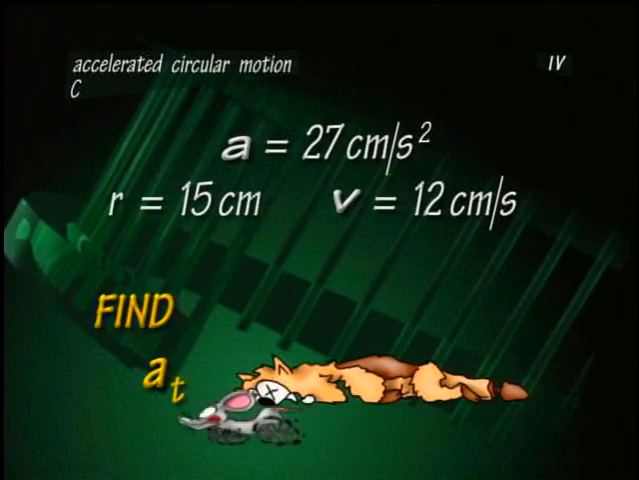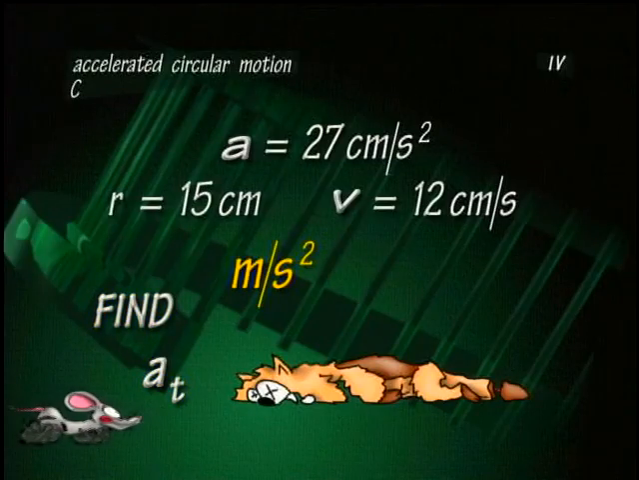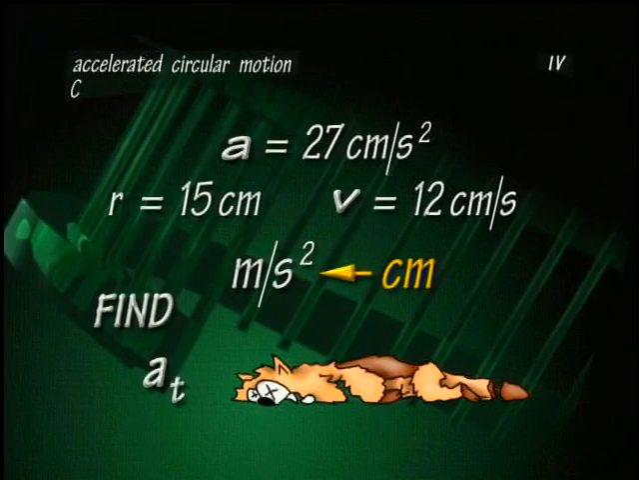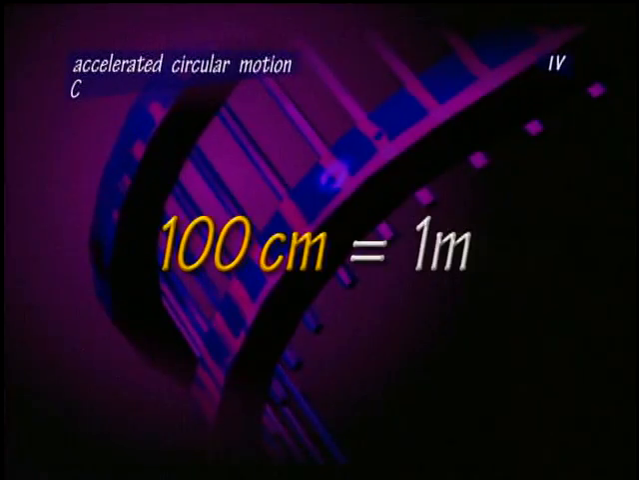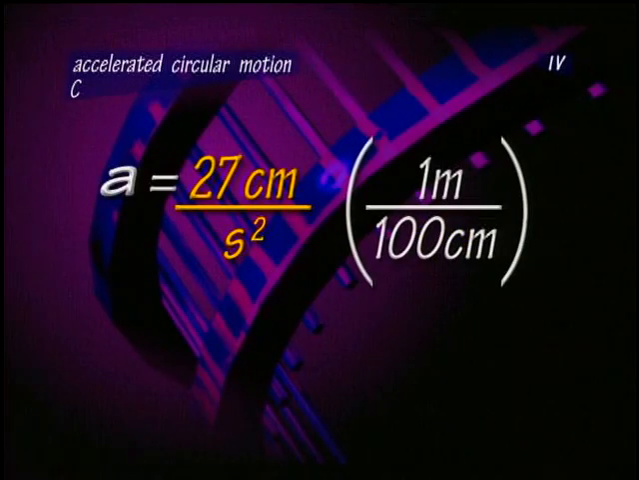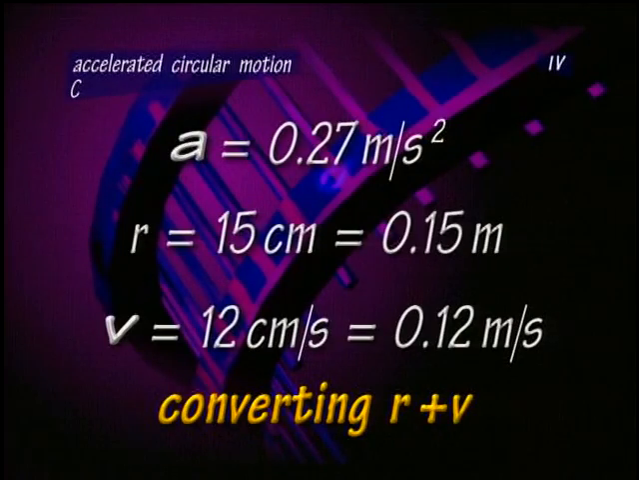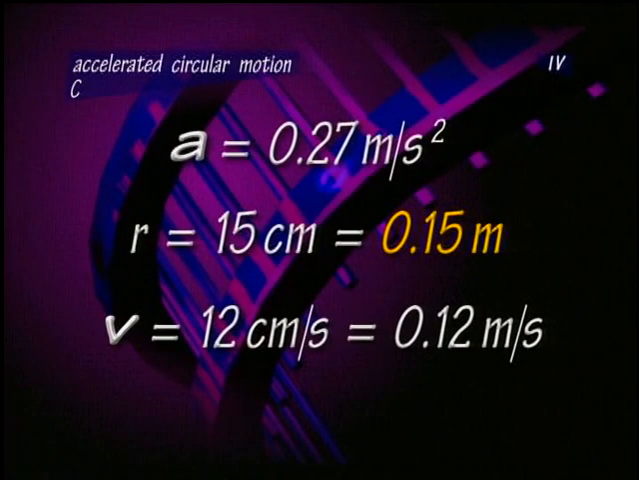Notice that everything we've been given is in centimeters, but acceleration is measured in meters per second squared. So in order to make our equation work, we need to convert our information from centimeters to meters. Remember, 100 centimeters equal 1 meter. To convert, we multiply the acceleration, 27 centimeters per second squared, times 1 meter over 100 centimeters, which equals 0.27 meters per second squared. And now, converting the radius and velocity, the radius equals 0.15 meters, and the initial velocity equals 0.12 meters per second.